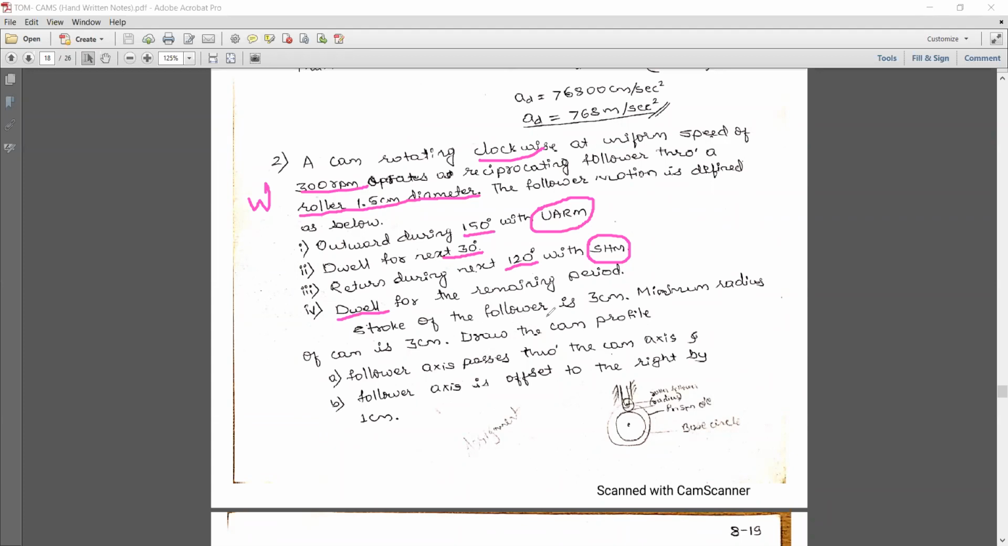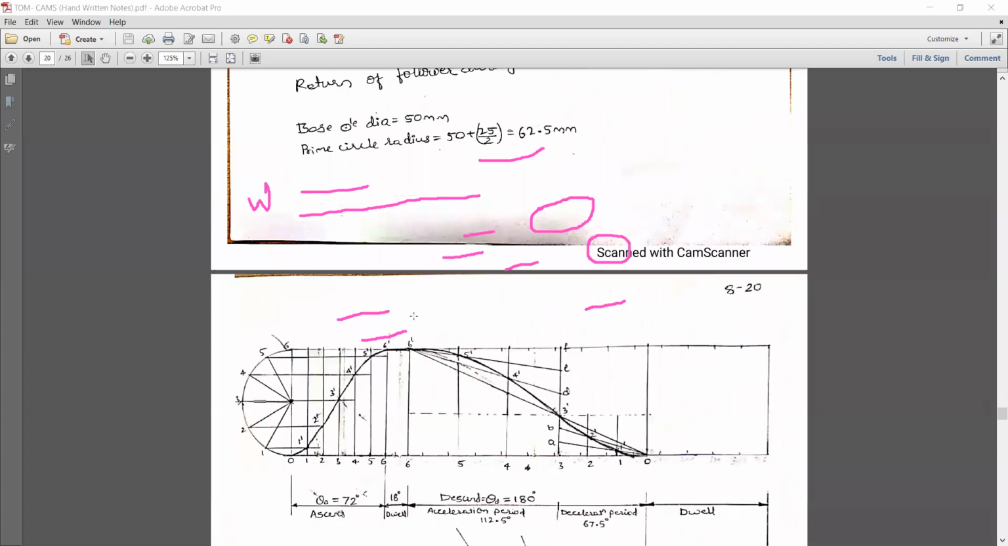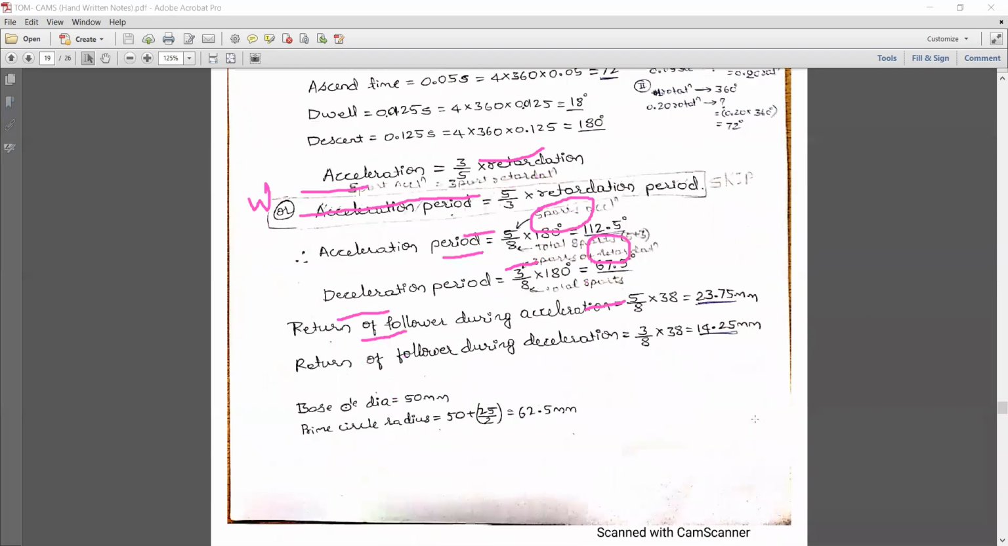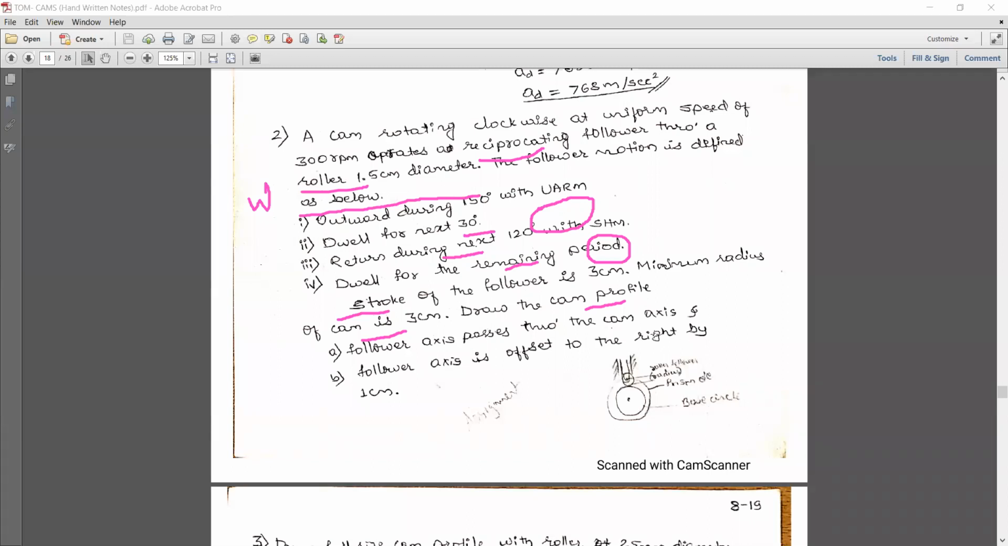So here what happened? The stroke of the follower is 3 centimeter. Stroke is 3 centimeter. That means the vertical distance we get here is 3 centimeter. The total height is 3 centimeter. Okay. So draw the cam profile.